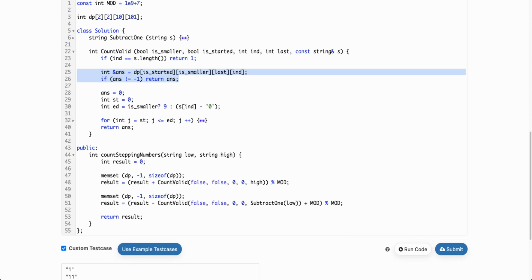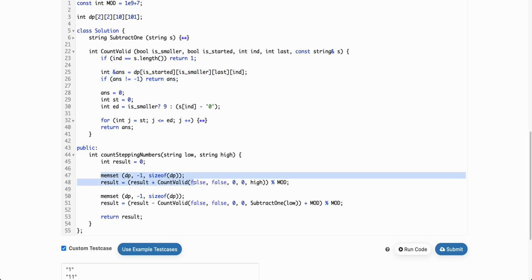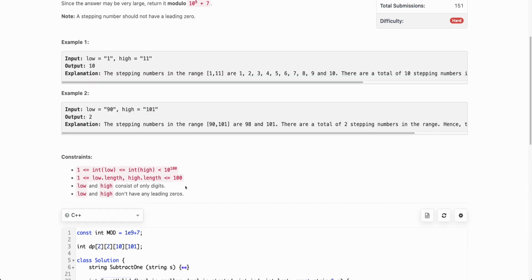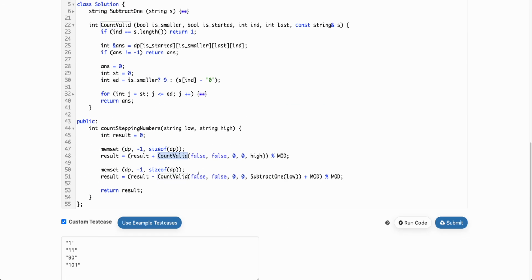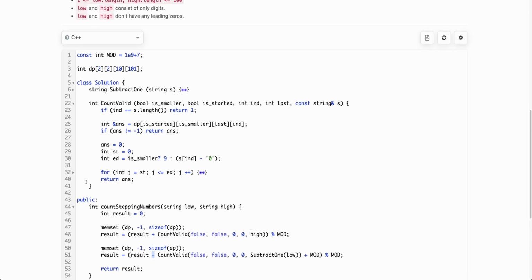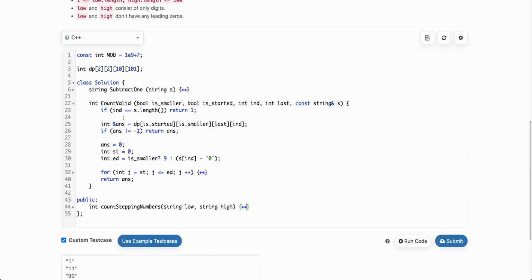Now, as we have discussed, the function is straightforward. We just simply count the number of valid numbers, or in other words, the number of stepping numbers between 1 and high. And then we find the number of stepping numbers between 1 and low minus 1, and we subtract that, and that will be the result. Now the subtract one function is simply subtracting one from the given string. We'll look at that. But this count valid is simply finding the number of numbers which are smaller than or equal to s, which are stepping.